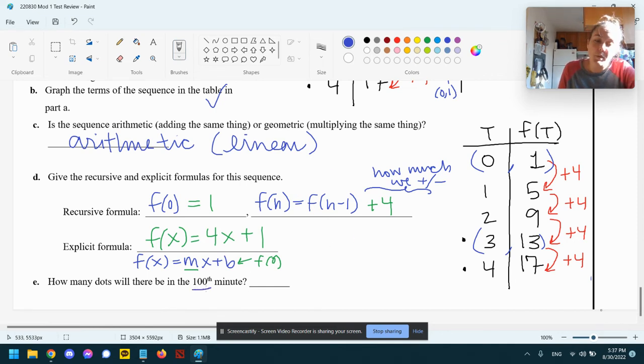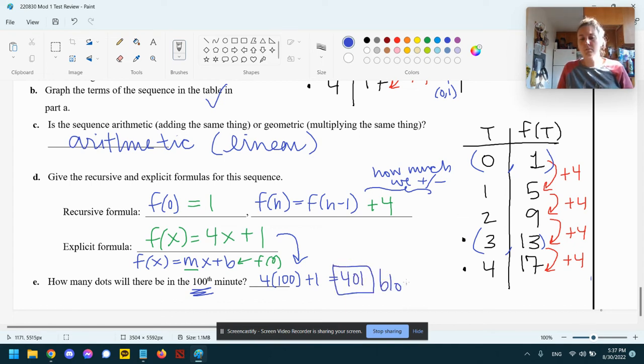How many dots will there be in the 100th minute? This is when I use my explicit equation, and I just plug it in. 401 blocks. No, dots. Sorry.